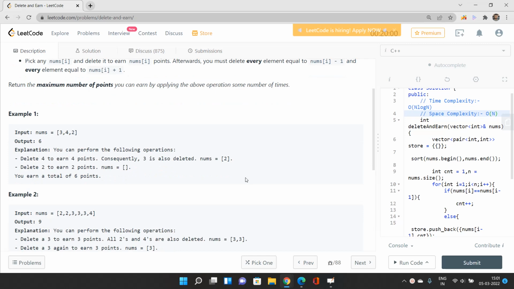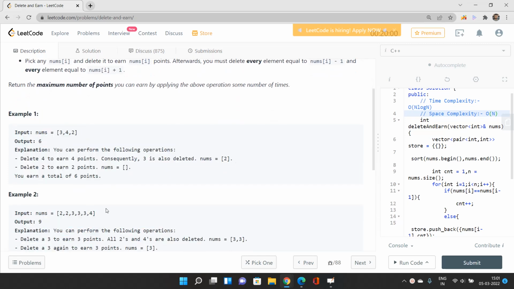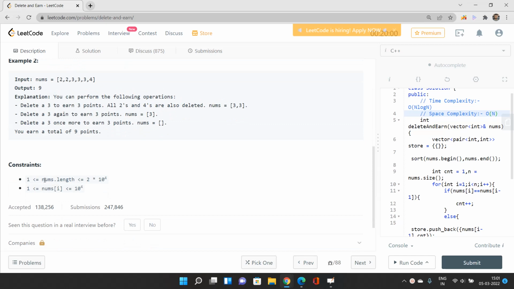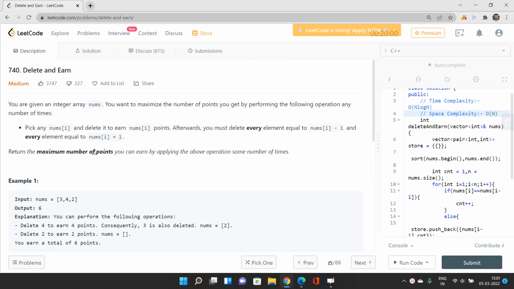So we need to maximize the points that we are going to get. I will go over all the examples, but for now, let's look at the constraints. You can see the max value in the array is 2 * 10^4, so we can have an O(n) or O(n log n) solution. In this video, we will focus on the O(n log n) solution along with dynamic programming to find the maximum number of points we can have.